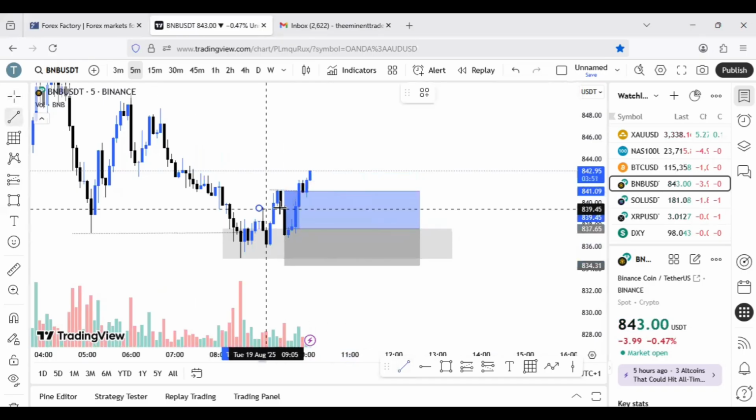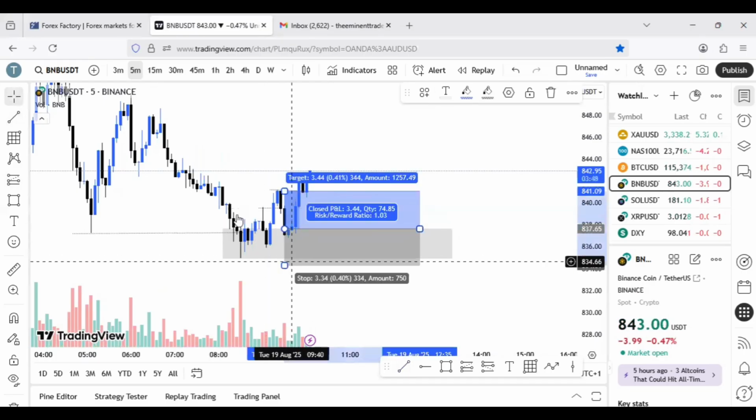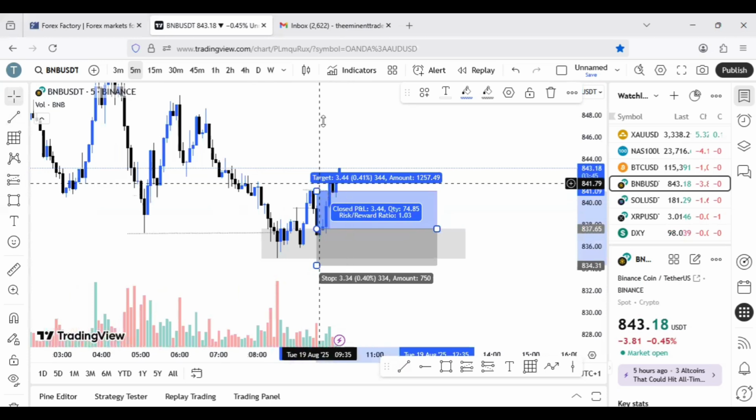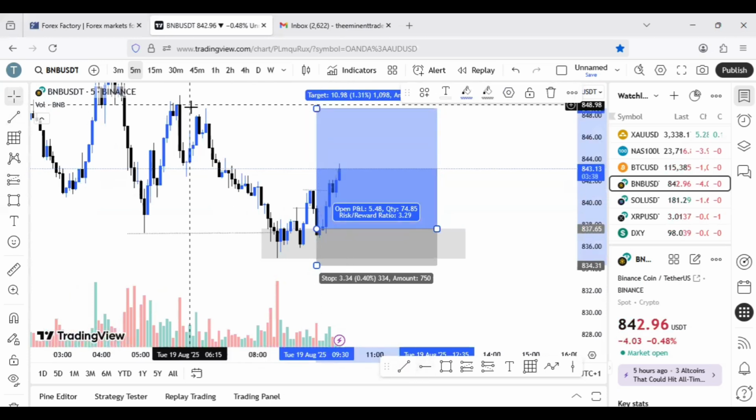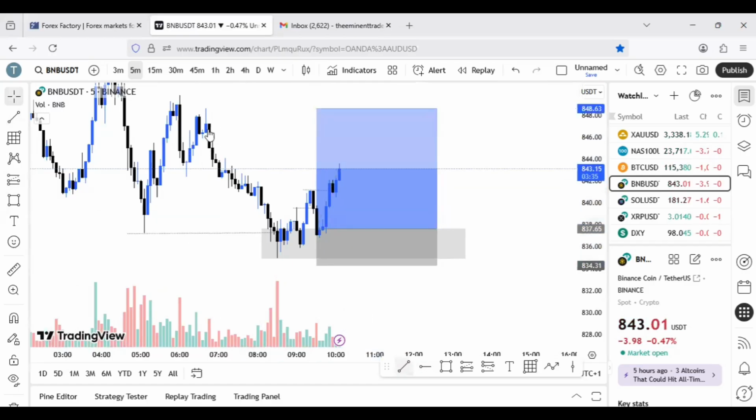So this is the 5 minutes time frame, so don't get confused. It has already done it. It came back for it. So this will be the target, 3R. That will be the target. This is not clicking, so that will be the target.